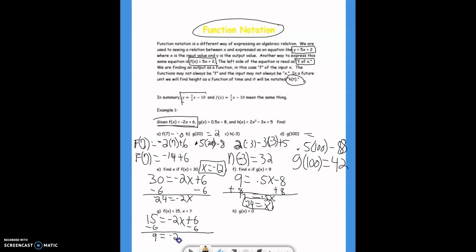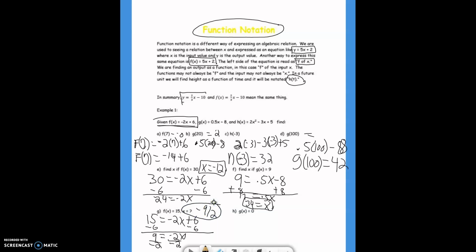So it looks like we're going to have a fraction. So we could probably just leave it. If you're like me, I just leave it as a fraction. So x is going to equal negative 9 over 2, right, for that one.